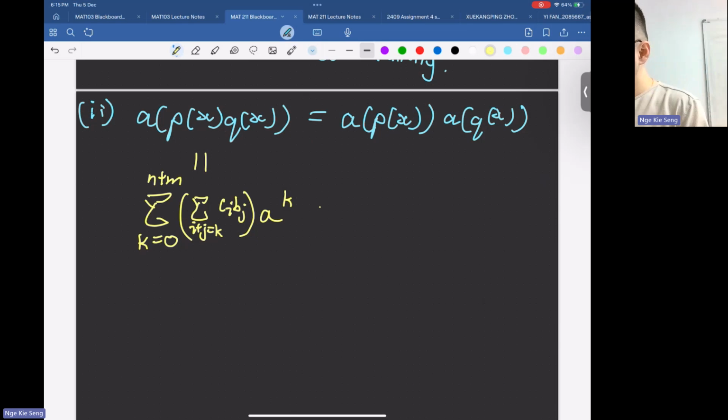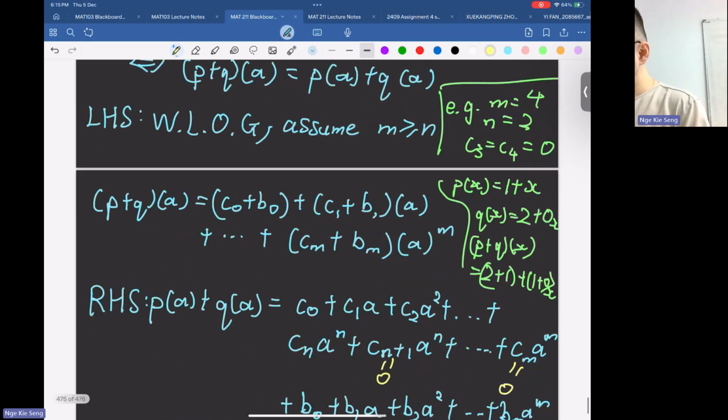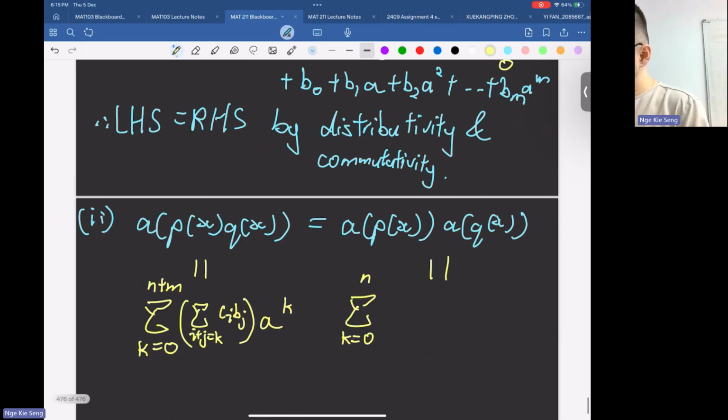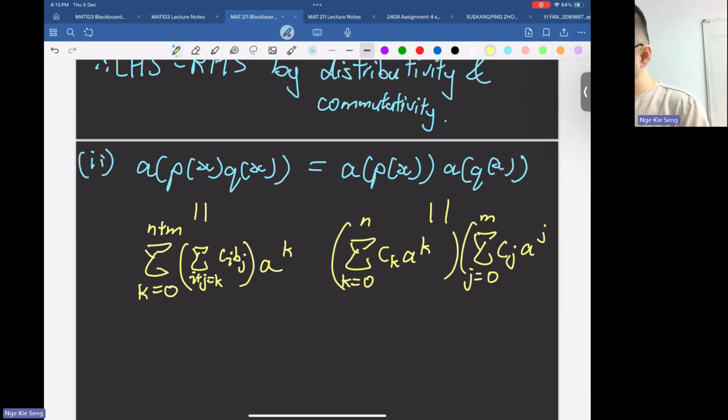Okay, so let's write it out. Here is a sum over k from 0 to, let's say, p is m or n, of c_k a^k, times the other one, let's say using j from 0 to m of c_j a^j. So these two should be the same.